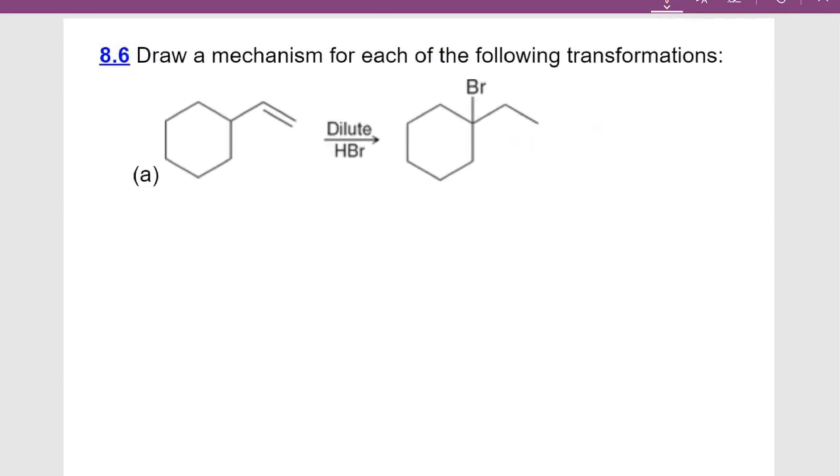So let's draw a mechanism for the following transformations. Going from left to right, you see that we have added a bromine. So what have we done here? We've added a bromine, but we added the bromine over here, okay? The bromine was not added at the more substituted position on the double bond. So let's look at that mechanism and see why that might have happened.